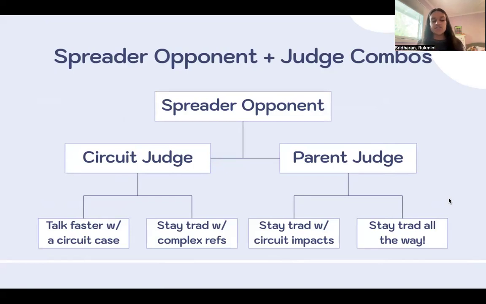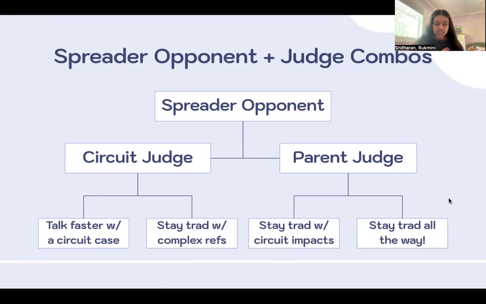What can you do? So what I like to call baby circuit. That's a strategy where essentially you talk faster with a more circuit case. Now, this doesn't mean spreading. We don't want you guys to full on spread because most of you probably don't know how. But if you're comfortable with it, we recommend you talk faster than usual, even if slightly, just because that will increase your efficiency. And when it comes to a circuit case, you can run something like extinction impacts. You can run even a counter plan, a T-shell if you want to get fancy. So that's what I call baby circuit. You can definitely do that with the circuit judge.